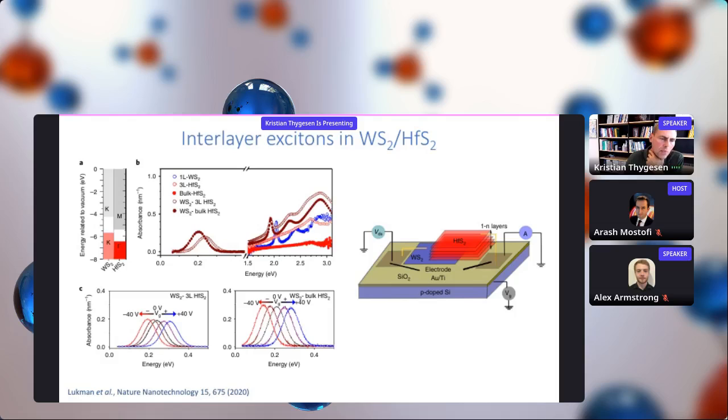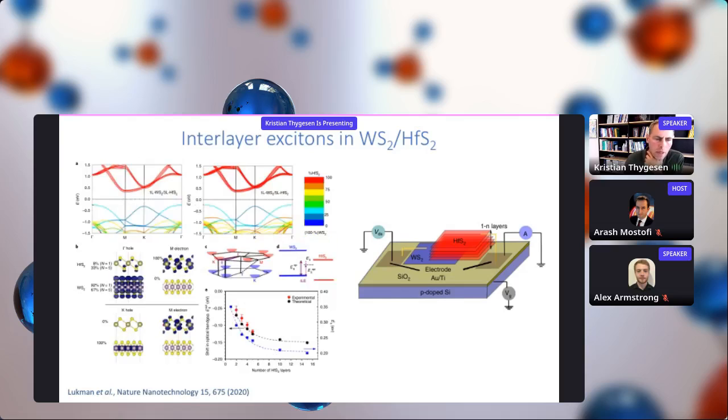And that peak can be tuned by changing a gate voltage, a bottom gate here, because that leads to an electric field perpendicular to the layers, acting on this interlayer exciton, that can be used to tune its energy.